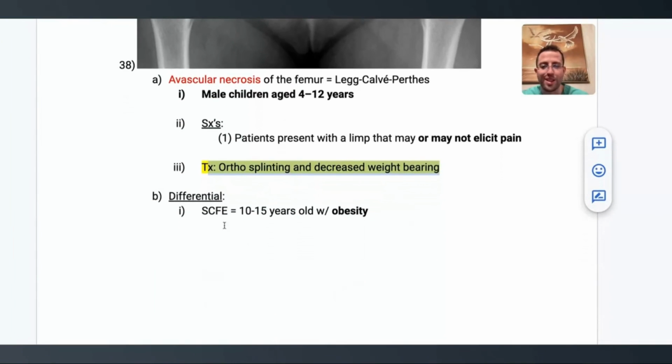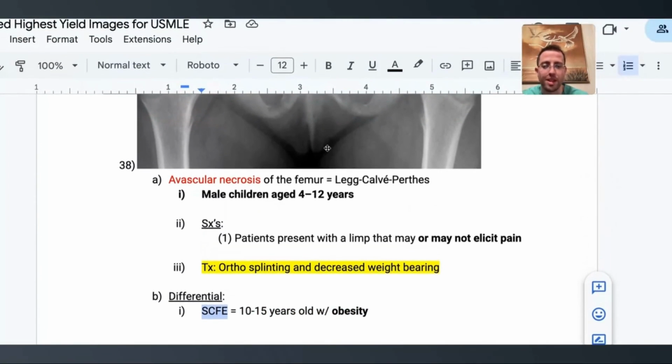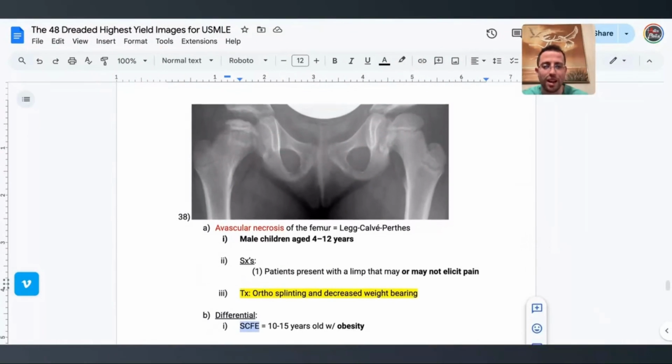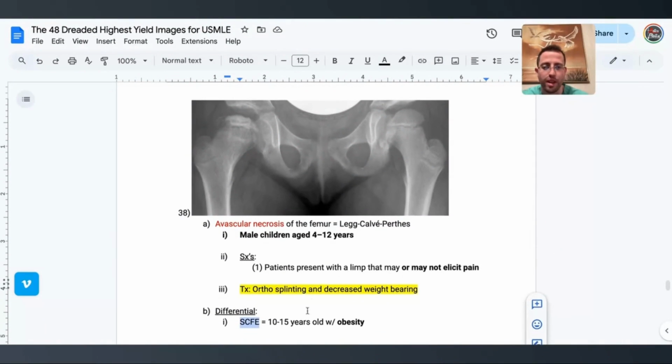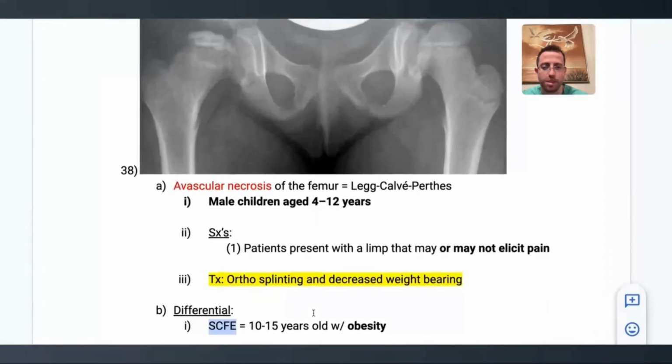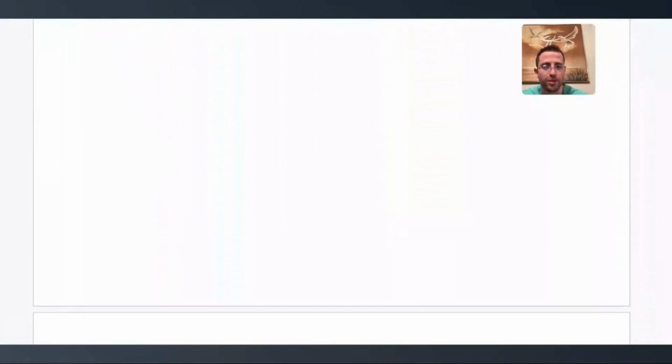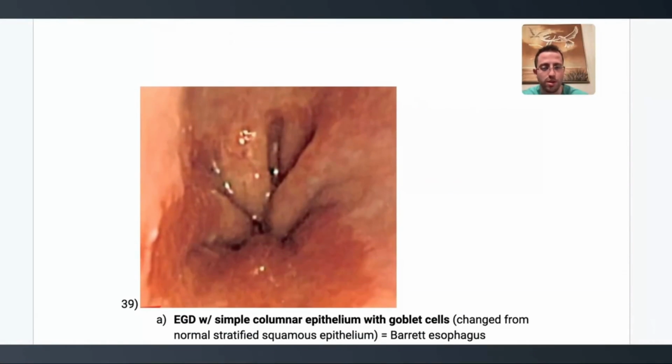And your differential is SCFE, slipped capital femoral epiphysis. And this is usually going to be an obese 10 to 15-year-old. So if it's a little bit older child that's obese, you're thinking SCFE. If it's a younger patient that doesn't mention obesity, you're going to be going with Legg-Calvé-Perthes on your differential. And so these are just test taking tips here. Obviously in real life, it can be multiple different things, but this is how you navigate the boards.